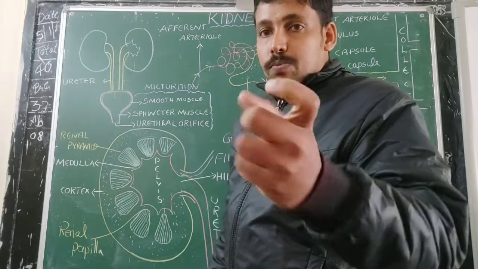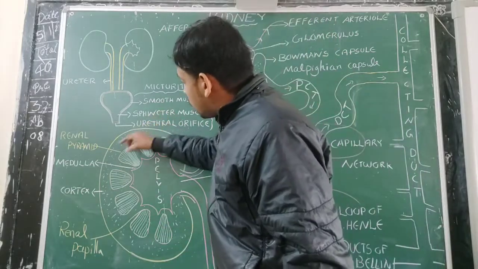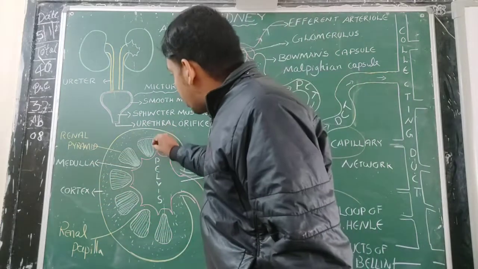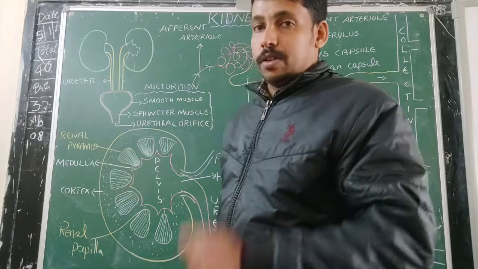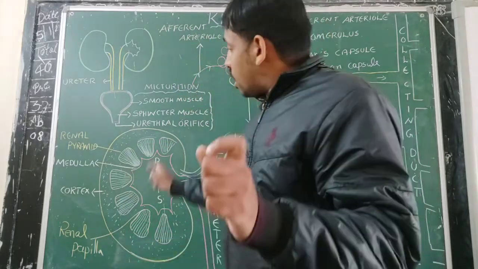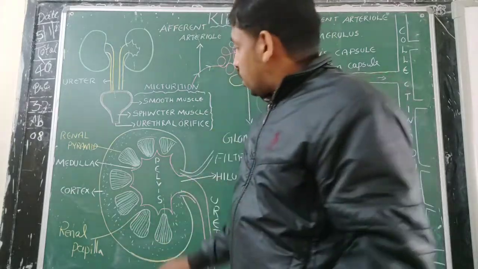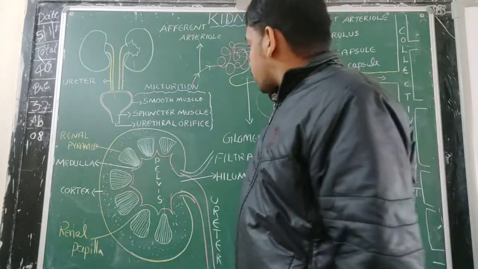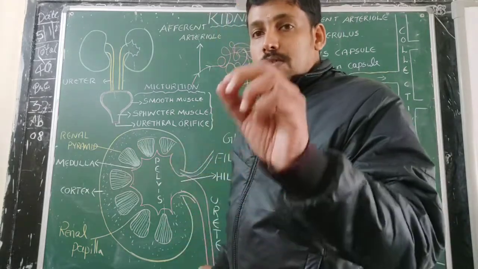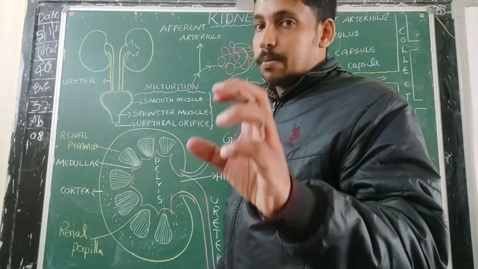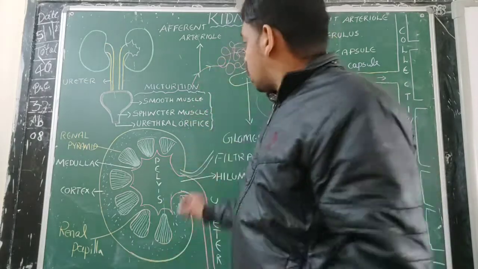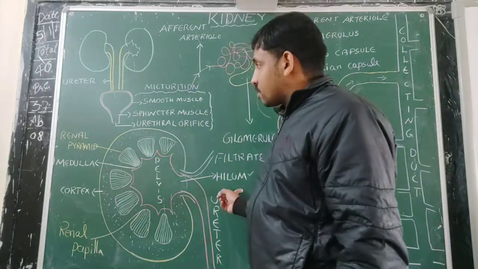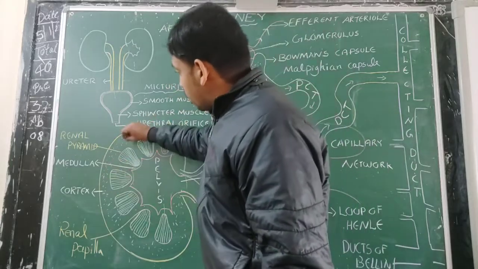In this pelvis we can see the renal papillae. Renal papilla means the narrow end of the renal pyramids, and it opens into the pelvis. The pelvis is nothing but the funnel-shaped anterior part of the ureter. There is an opening known as the hilum, and internally the kidney is divided into cortex.